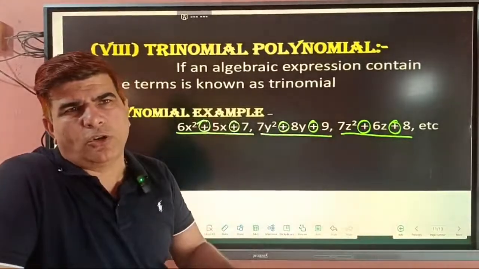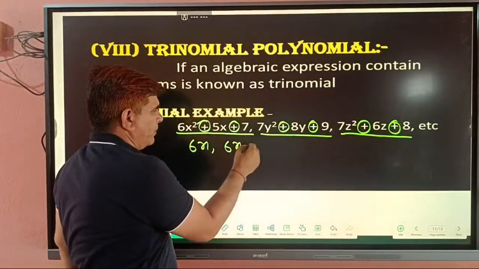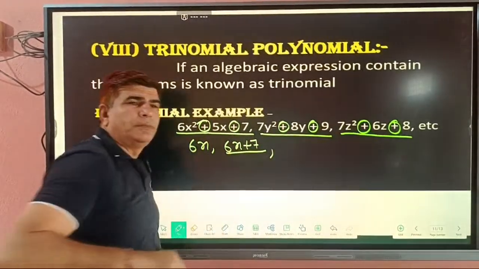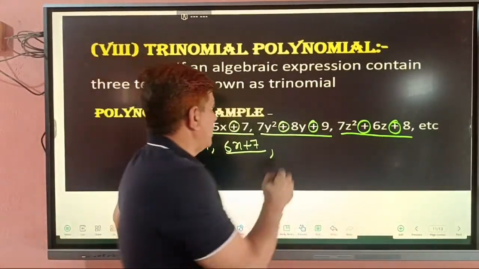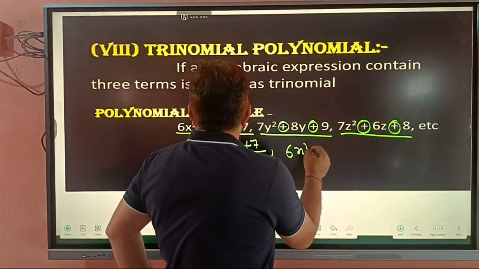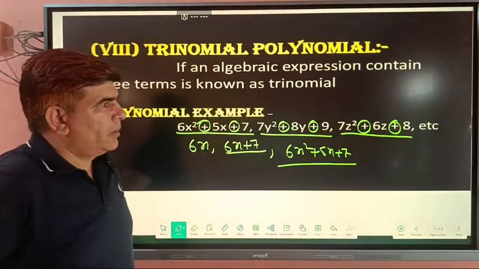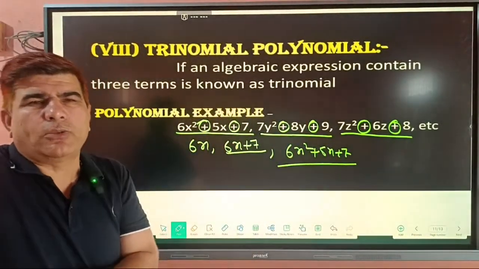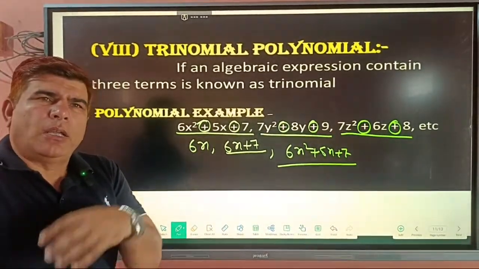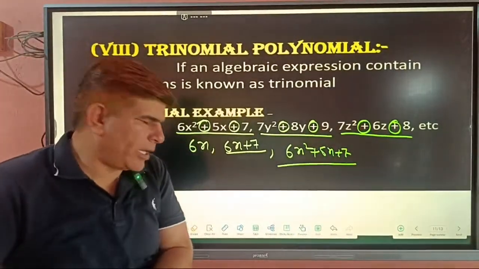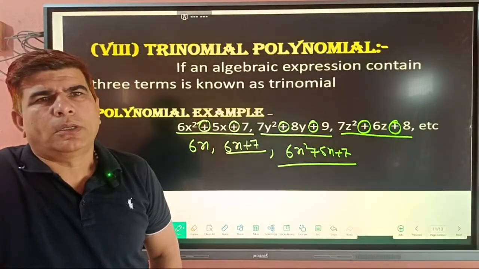If it contains one term, monomial. Example 6x. If it contains two terms, binomial. If it contains three terms, then what can you say? Trinomial. And all are algebraic expressions. That's why I'm saying, what's the difference between terms and algebraic expression? An algebraic expression contains one or more than one term. Understood?